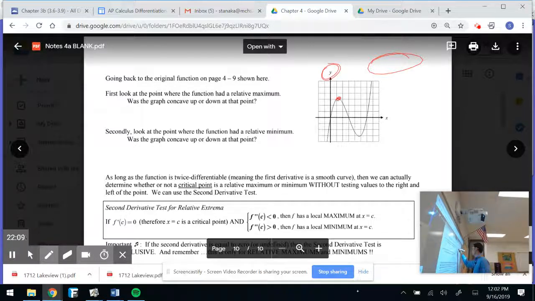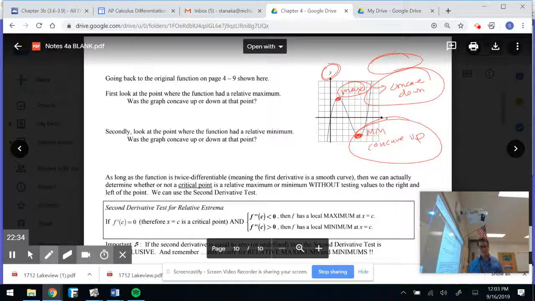If you look right there, class, that's definitely a max. When you look at that max, is it concave up or concave down? That's a max, and the relationship I want you to see is that it's concave down. Vice versa, look right there. That would happen to be a min. What do you notice about that? At that min, it's concave up. And that's not just by luck. That is always going to happen. When you have a max, it's going to be concave down. When you have a min, it's going to be concave up.